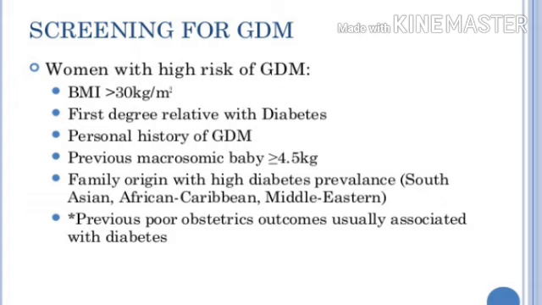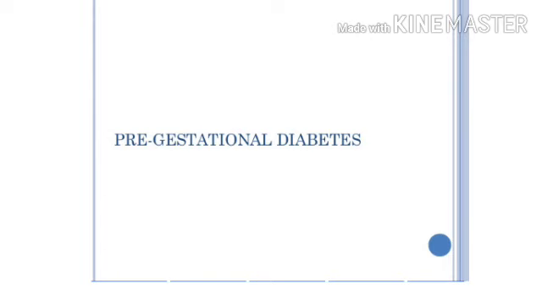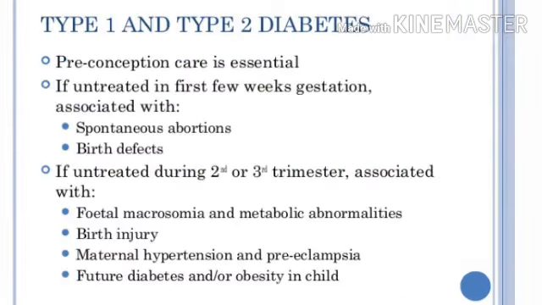Let us see the characteristic features of pre-gestational diabetes mellitus. It is of two types, type 1 diabetes mellitus and type 2 diabetes mellitus, that is insulin dependent diabetes mellitus and non-insulin dependent diabetes mellitus. In pre-gestational diabetes mellitus, preconception care is essential. If untreated in first few weeks of gestation, it is associated with spontaneous abortion or birth defects.